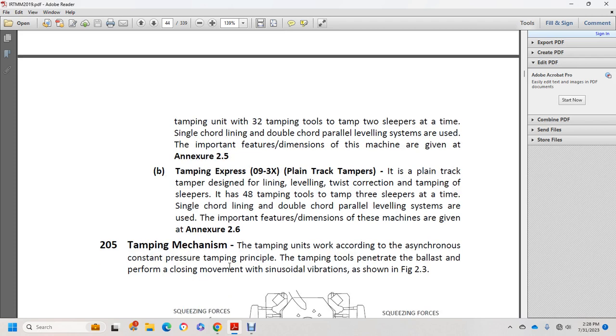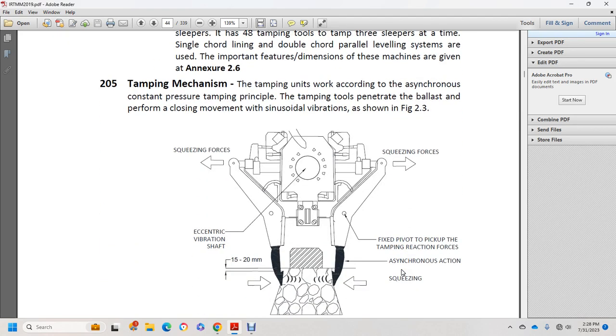2.5. The tamping mechanism. Tamping units work in accordance with the synchronizing constant pressure tamping principle. The tamping tools penetrate the ballast and perform a closing movement with incidental vibration, shown in Figure 2.3.